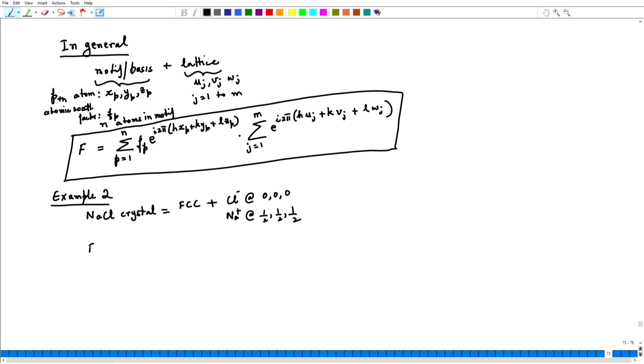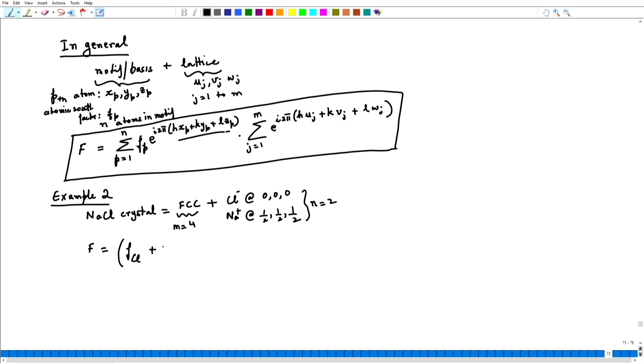So, the structure factor can now be written. First I write the motif part. There are basically 2 atoms in the motif, so n is equal to 2, and for FCC, m is equal to 4. So, I have 2 terms in the first part, and I now have 2 different atoms as well. The first term is going to be my chlorine atom, so I will call that F subscript chlorine. This is the atomic scattering factor for chlorine, and I substitute 0 0 0 here, which gives me 1. So, F chlorine will be the first term in the motif part.